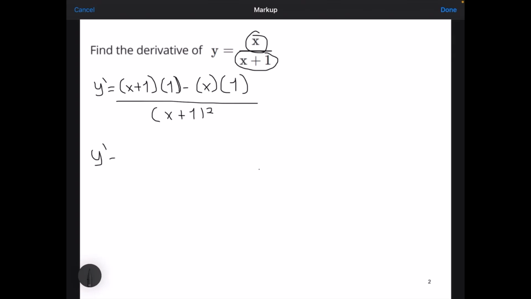So y prime is going to be x plus 1 minus x, since x plus 1 times 1 is just x plus 1, and x times 1 is just x, over x plus 1 squared. So y prime is going to be 1 over x plus 1 squared.